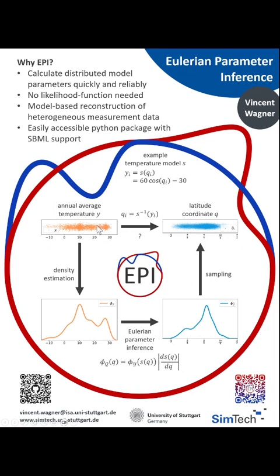And what we do in the first step is we estimate the density of these data points. We basically assume that these heterogeneous data points come from an underlying data distribution, and we would like to estimate the density of this distribution. We use kernel density estimation in our setting here, and what we get is this distribution of average annual temperatures of all our cities.